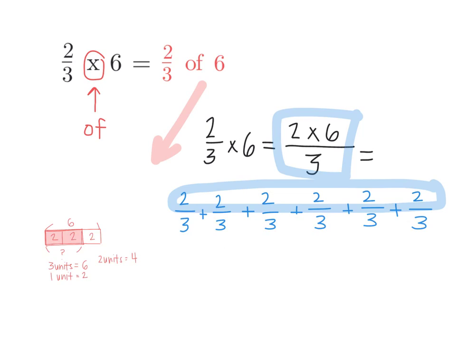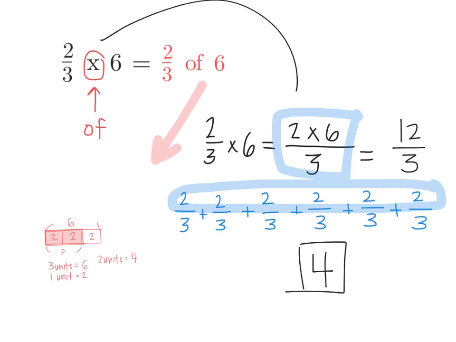Okay. So what is 2 times 6? 12. Over 3. 12/3. What is that equal to? 4. 12/3 is 4 because 3/3 is 1. So you can see that when we multiply 2/3 times 6, we get 4, which is the same answer as when we were finding 2/3 of 6, we got 4. We're on the right track to proving that finding a fraction of a set is the same as multiplying the fraction times the set.